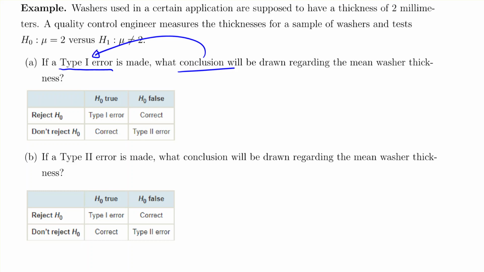Now for a type 1 error, type 1 errors occur whenever you've got a true H0, but you end up rejecting that true H0. So our supposed true H0 was that the mean thickness was 2, but if we end up rejecting that, we would have to say that that's not true. We'd have to say the mean thickness is not equal to 2 millimeters.